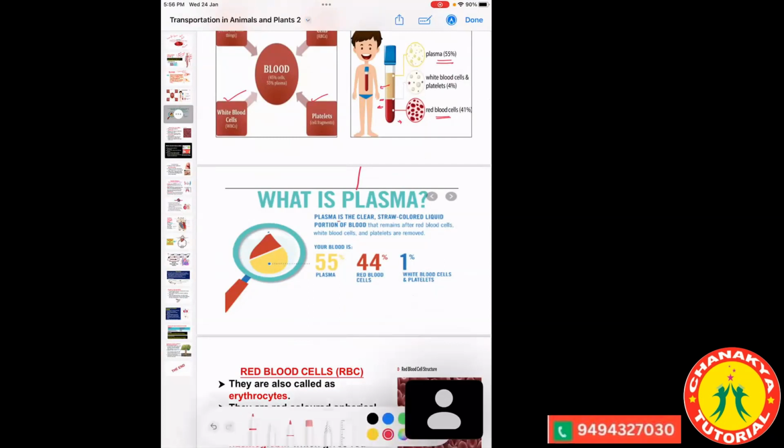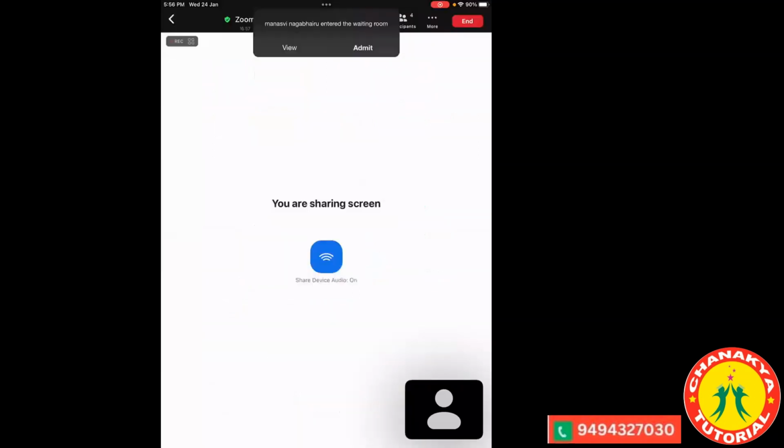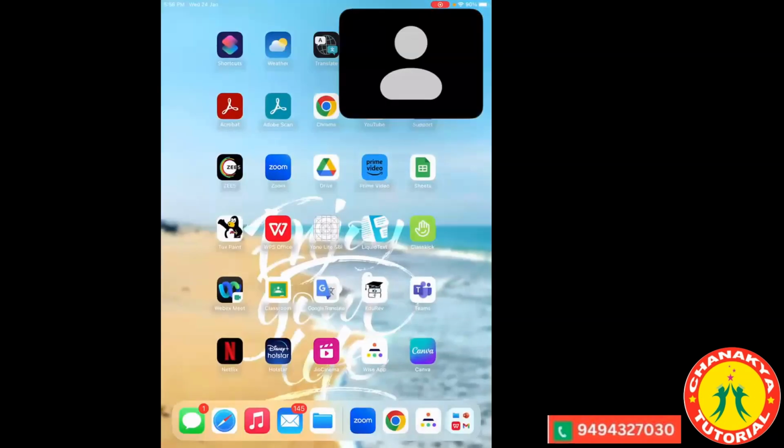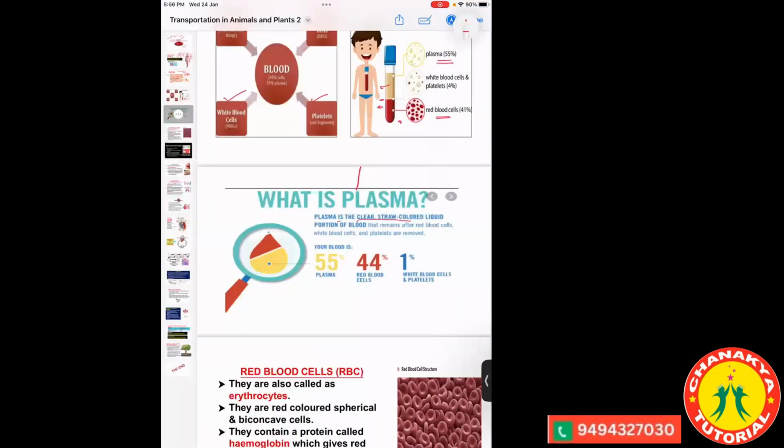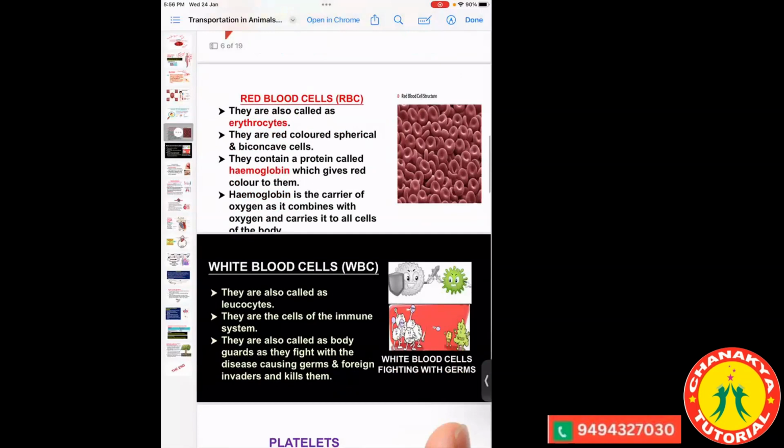So plasma is a clear straw colored liquid portion of blood that remains after red blood cells, white blood cells, and platelets are removed. So once we remove all these things from our blood, only the plasma will be left out.